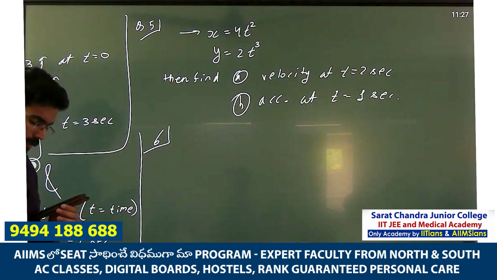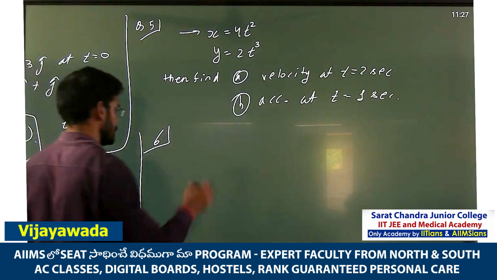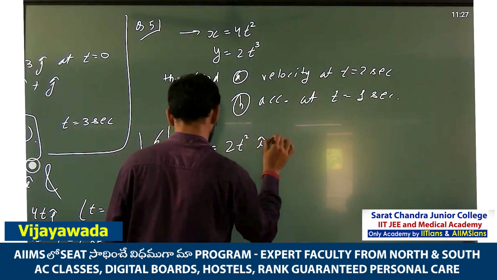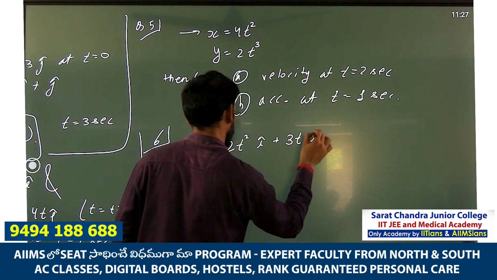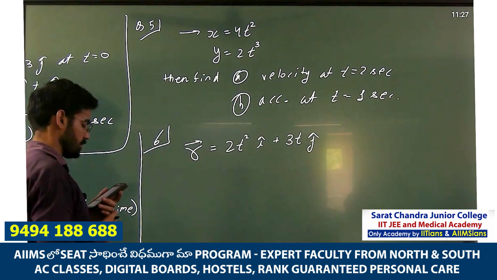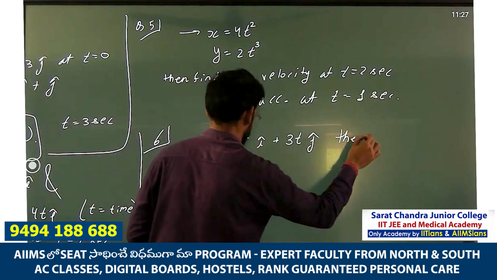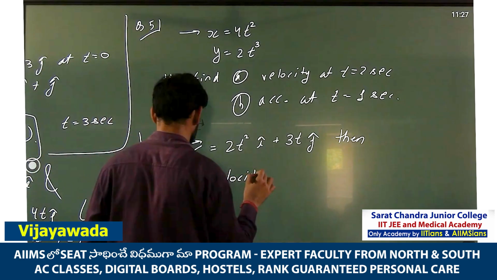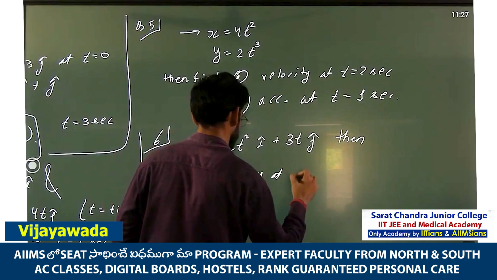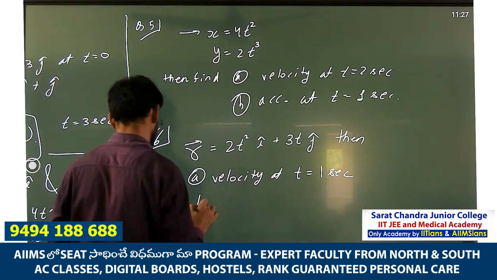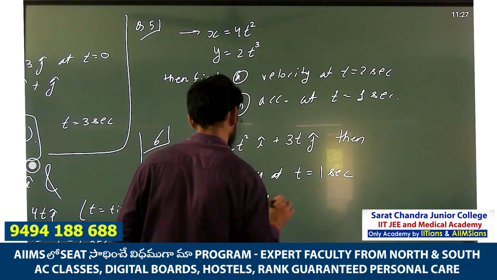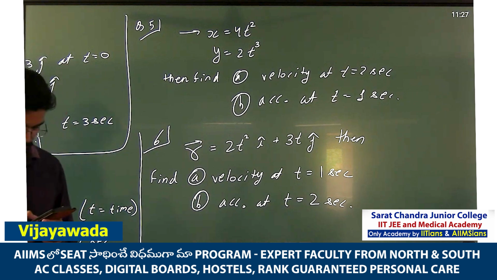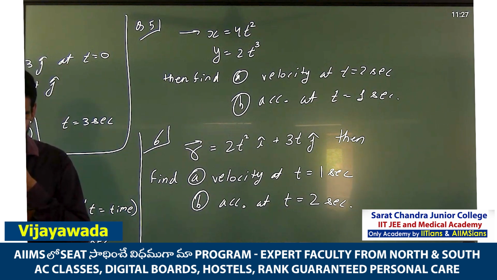If position of particle is given by r vector 2t square i cap plus 3t j cap, then find A part, velocity at t equal to 1 second, B part, acceleration at t equal to 2 seconds. These are the questions. Start solving.